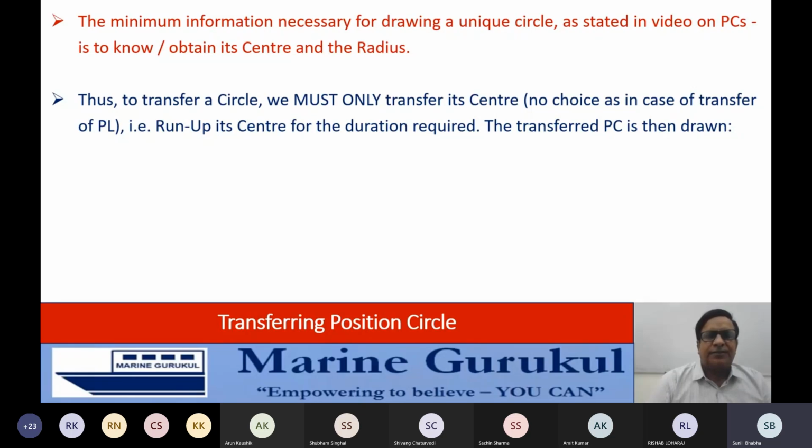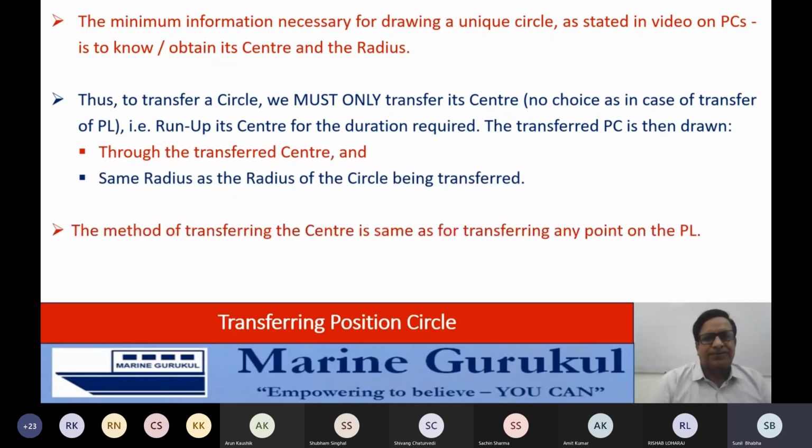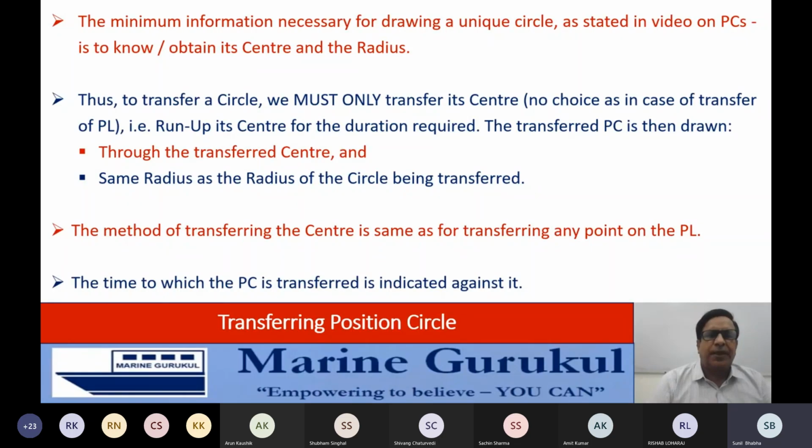The transferred PC is then drawn through the transferred center with the same radius as the circle being transferred. The method of transferring the center is the same as what we learned for transferring any point on the PL. The time to which the PC is transferred may be indicated against the transferred PC plotted on the chart.